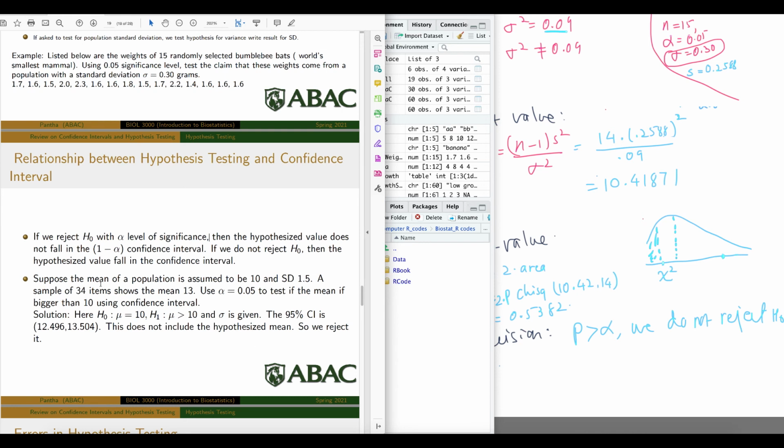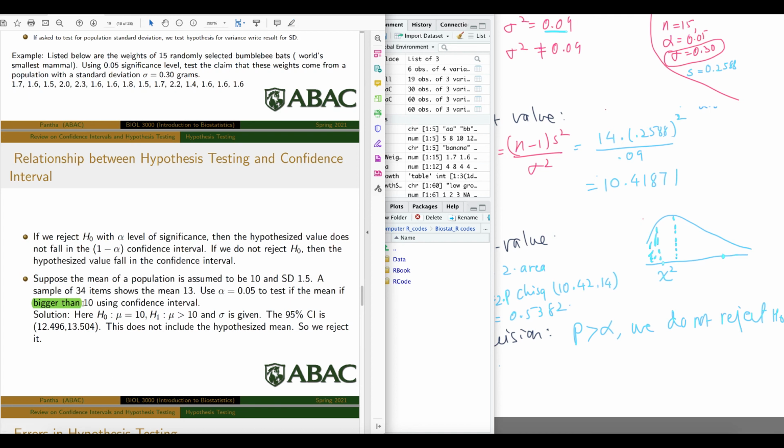It says, suppose the mean of the population is assumed to be 10. So what is given? Mean mu is 10, and standard deviation is 1.5. Sigma is given. A sample of 34 items shows that the mean is 13. That's the x bar. So this is mu, this is sigma, this is x bar, and alpha is given there. It says test if the mean is bigger than 10 using the confidence interval. Okay, hold on, it should not be bigger than, there is a typo, it should be different from 10.